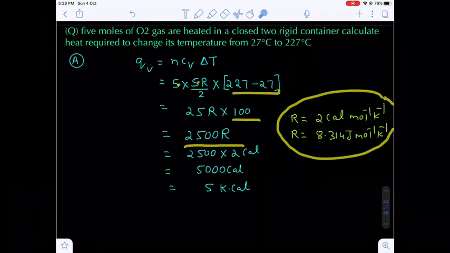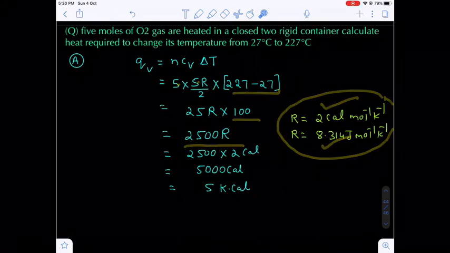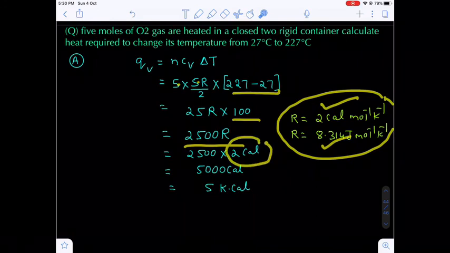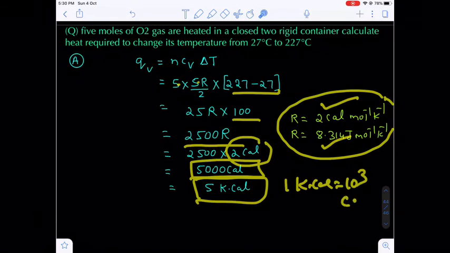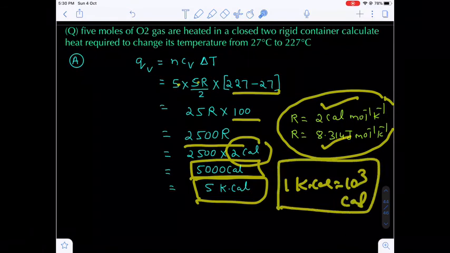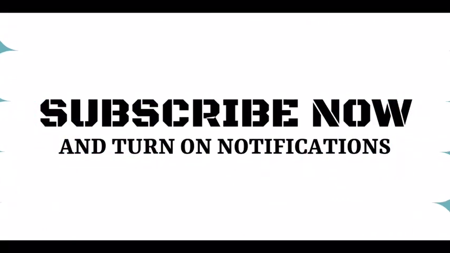What is the R value? That will depend upon the units. R value in case of calories is 2 calorie per mole per Kelvin. In case of joules, 8.314 joule per mole per Kelvin. So for simplicity I am taking the R value as 2 calories. That means 5000 calories, nothing but 5 kilocalories, because 1 kilocalorie is equal to 1000 calories.